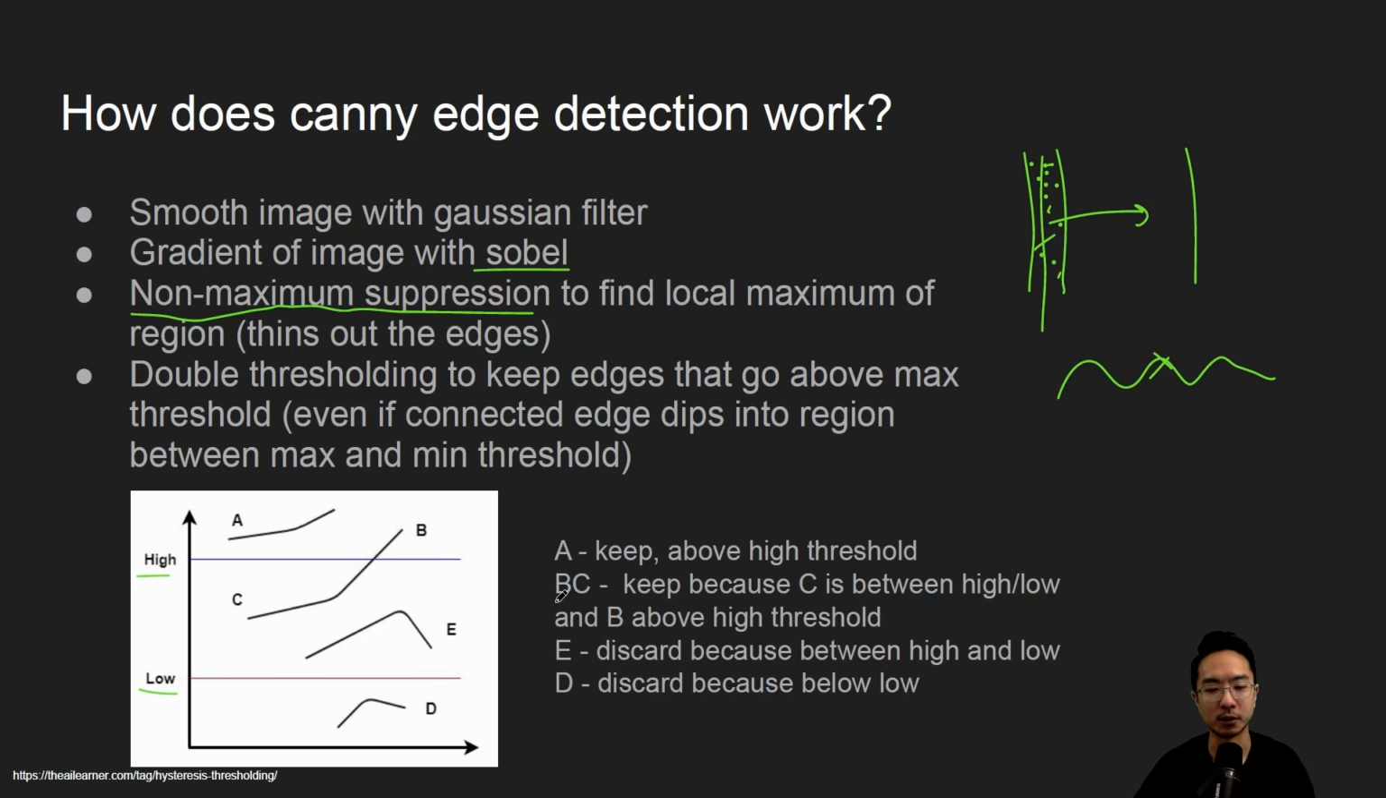Okay, but here we have B and C. So if you have part of an edge that's above, but it's connected to another edge that is between high and low, we still keep it. But if you just have an edge like E, which is just between high and low, and it's not passing the high threshold, then we would discard E. Okay, and then if you have something that's below the low threshold, we also discard it. Okay, so the only ones we're keeping would be these two cases. So this we keep, keep, keep. Okay, so that's the idea of the Canny edge detection.